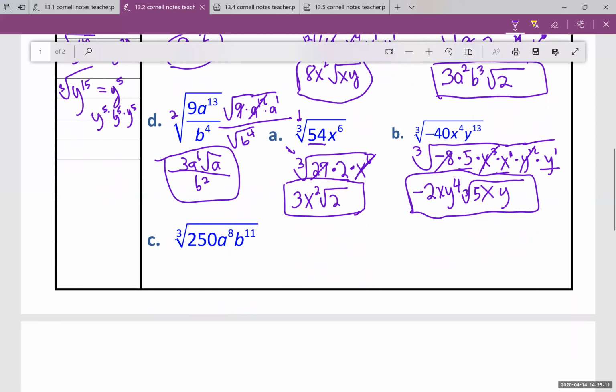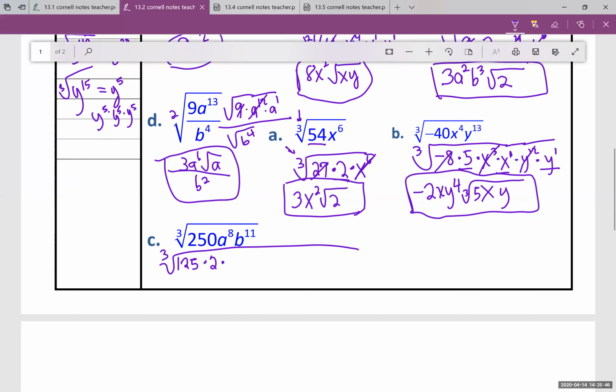Cube root of 250 a to the 8th b to the 11th. If you can do this one, you have arrived. Okay, let's rewrite this cube root. Let me help you out a little bit. 250 is looking kind of ominous, like how could we ever figure out if this is a product of something that's a perfect cube? Well, I'm thinking 125. I know 125 is a perfect cube because it's 5 times 5 times 5. So I'm going to rewrite 250 as 125 times 2.